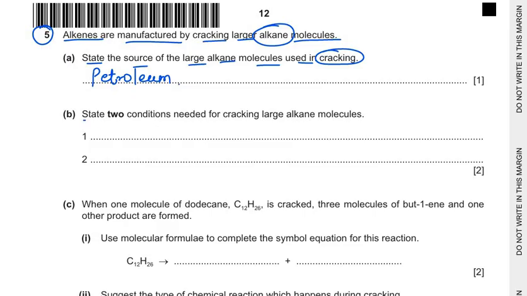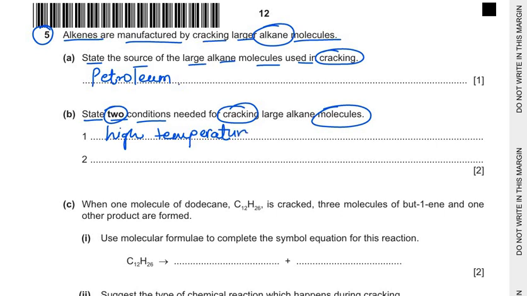Okay, so the B question is state two conditions that are needed for cracking large alkane molecules. Now if you want to crack large alkane molecules into smaller ones, we need high temperature along with a catalyst. So high temperature is needed. At high temperature they are heated and along with a catalyst, it breaks down into smaller alkane molecules.